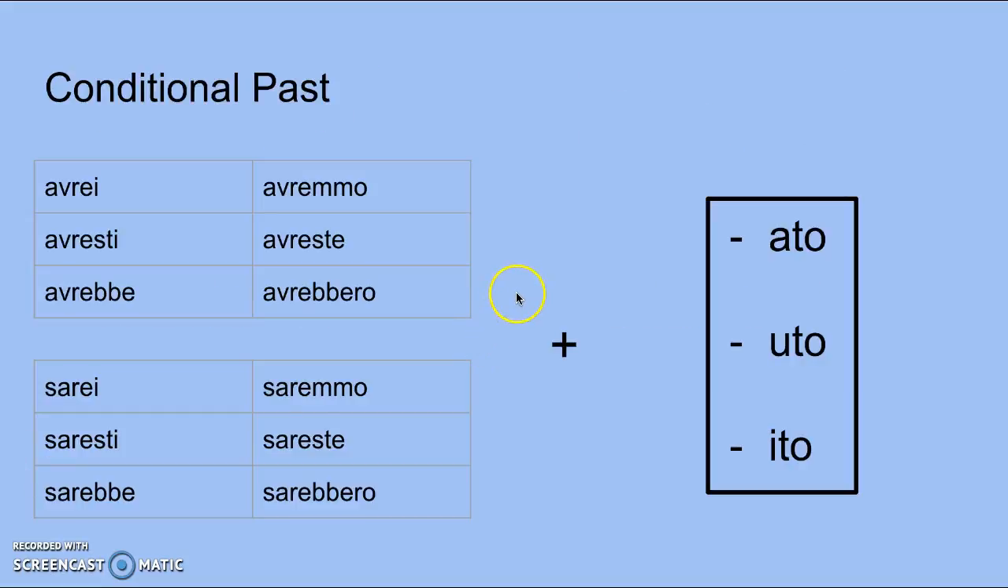For the conditional past, you do the present conjugation of either avere or essere, depending on if the verb is a house verb or not, and then add the ending of the verb with ato, uto, ito. It's pretty easy.